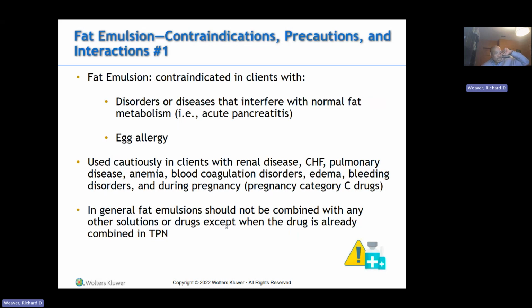In general, fat emulsions should not be combined with any other solution or drug except when the drug is already combined in TPN. We do add some drugs in TPN, and you can give it together in that instance. But typically, we can infuse the lipids in like a Y connecting way with the TPN. But be careful about what drugs you add to it. Usually it's given alone. So it's a separate line that we administer it through.